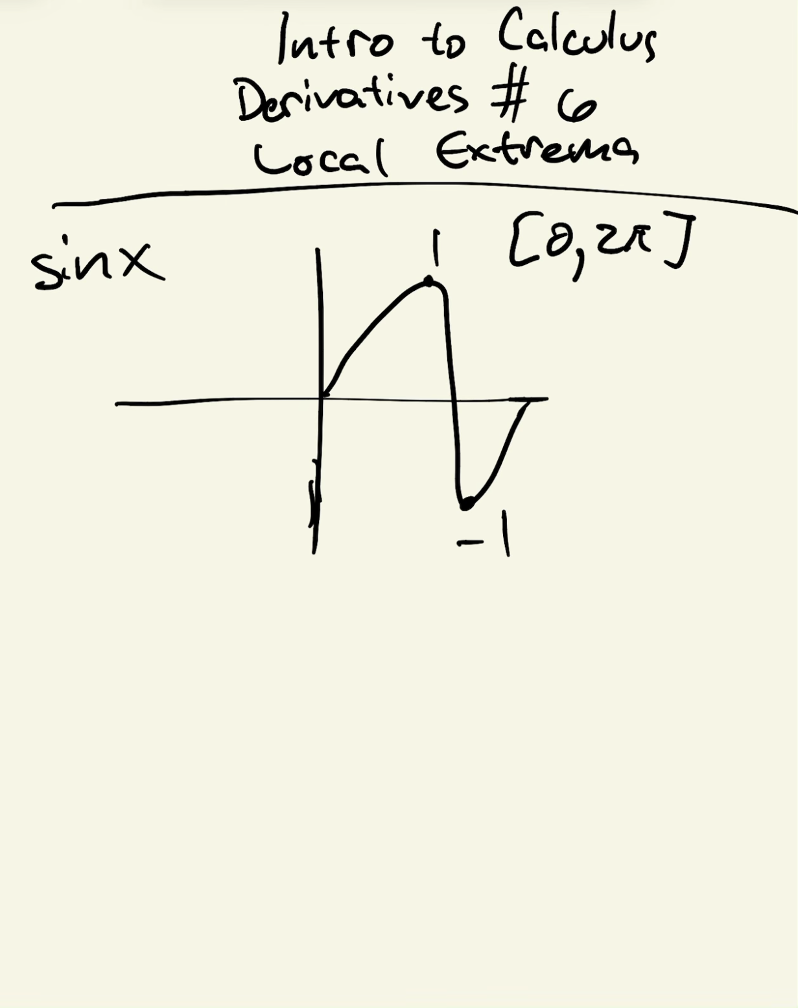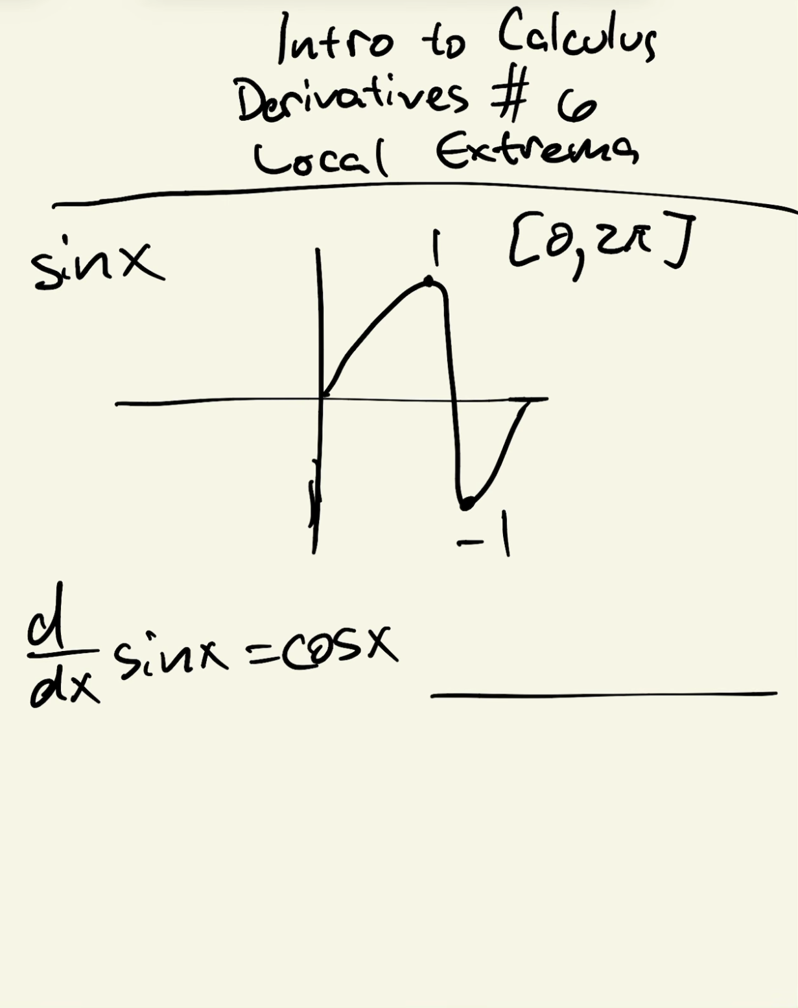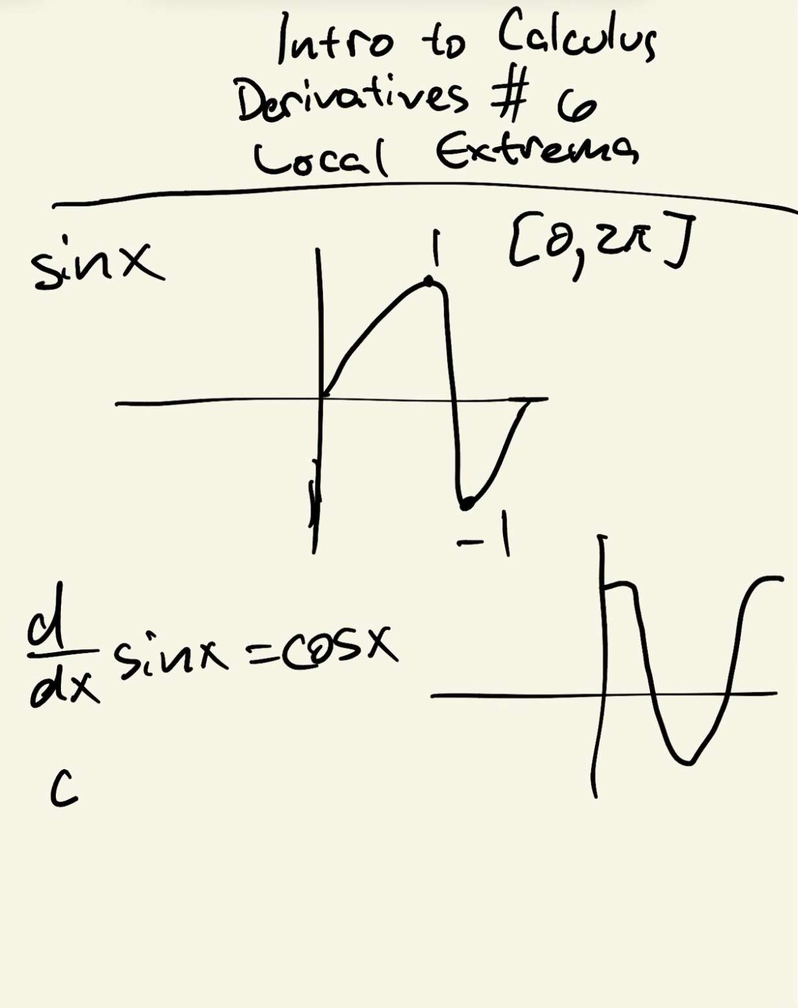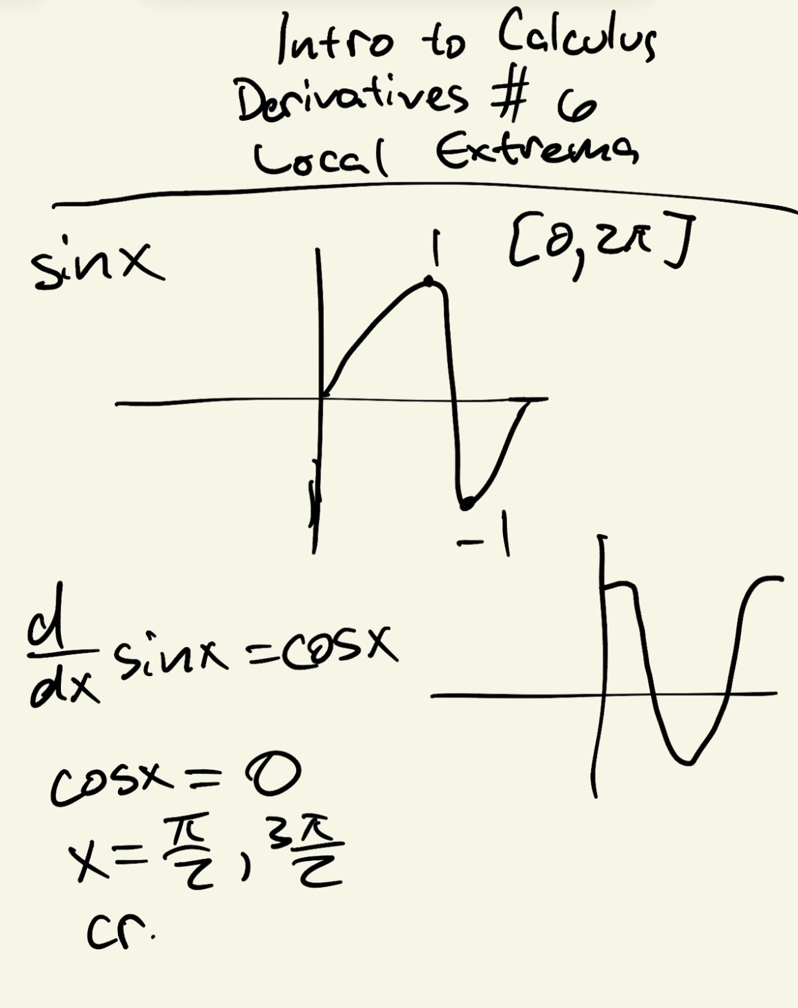Now, how can I use derivatives to tell me mathematically? Well, if we take the derivative of sine, it's equal to cosine. And let's graph cosine real quick. It looks something like this over a period of 0 to 2 pi. What you can do mathematically is set the derivative, in this case cosine, equal to 0, and solve for x. What makes cosine 0 is pi over 2 and 3 pi over 2 in this interval, and these are known as critical points.